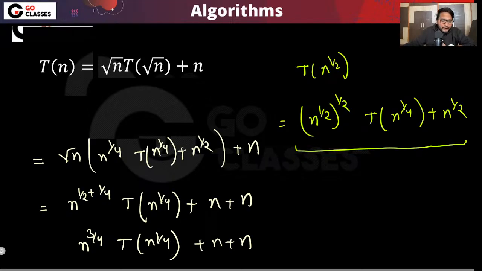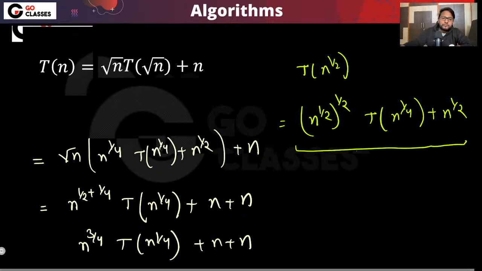Okay, let me know if that is fine to everyone. See, what we did, we are substituting for t of square root of n, where instead of n you will be writing n power 1 by 2, right? And then 1 by 2 is already in the power, so that's why this is the thing. And then instead of this n you will be writing n power 1 by 2, so that's why it is power 1 by 2, which is 1 by 4, and then power 1 by 2, right?